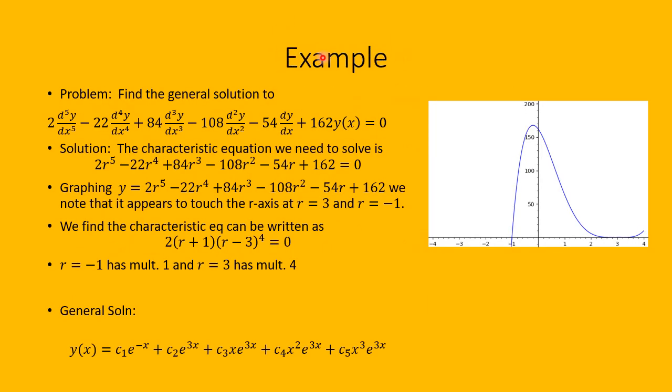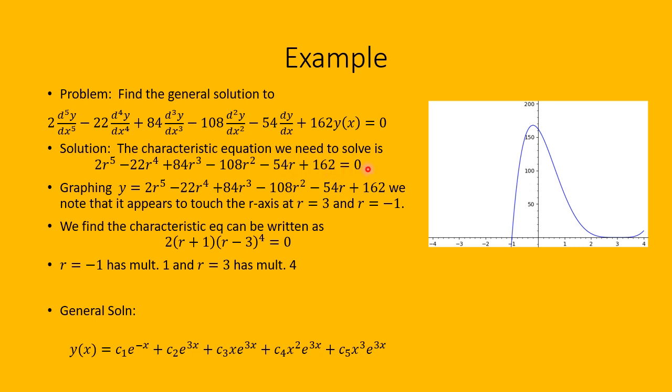So let's look at an example. Here we have a fifth order homogeneous linear constant coefficient differential equation. Looking at these coefficients of the fifth derivative, the fourth derivative, third derivative, and so forth, we can immediately see that the characteristic equation is going to be 2r to the fifth minus 22r to the fourth plus 84r cubed minus 108r squared minus 54r plus 162 equals 0.